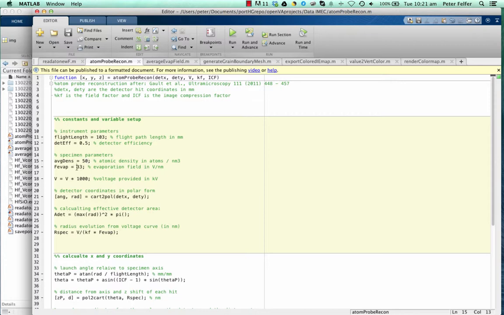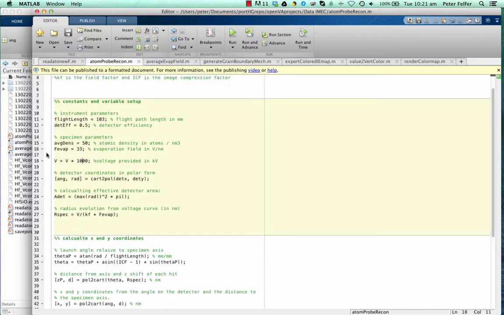The next thing is the evaporation field. You can do the same thing. But of course, with the evaporation field, if you want to have it per hit, you need to smooth it out. Otherwise, your radius would change like crazy, which doesn't make much sense. Here again, we've got something that boils down to unit consistency. The voltage in the data that I got was in kilovolts. We need volts.